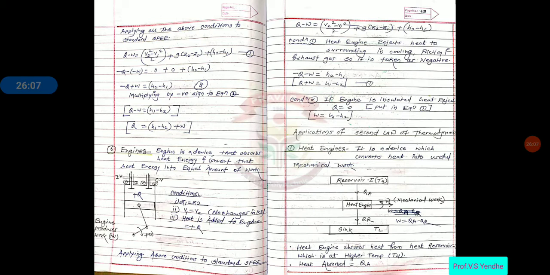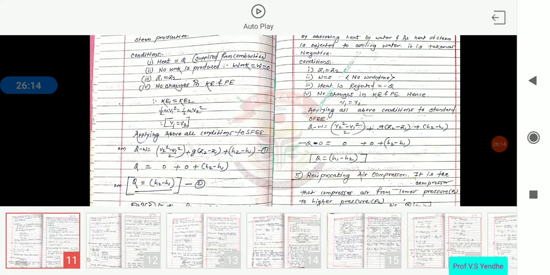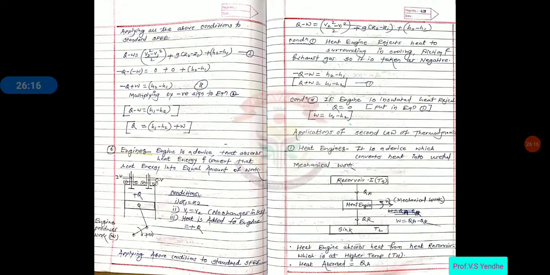No changes in kinetic energy, so V1 is equal to V2. Then heat is added to the engine, that's why Q is equal to plus Q. Now applying all these conditions to the steady flow energy equation: Q minus W is equal to (V2 square minus V1 square) plus g(Z2 minus Z1) plus H2 minus H1.